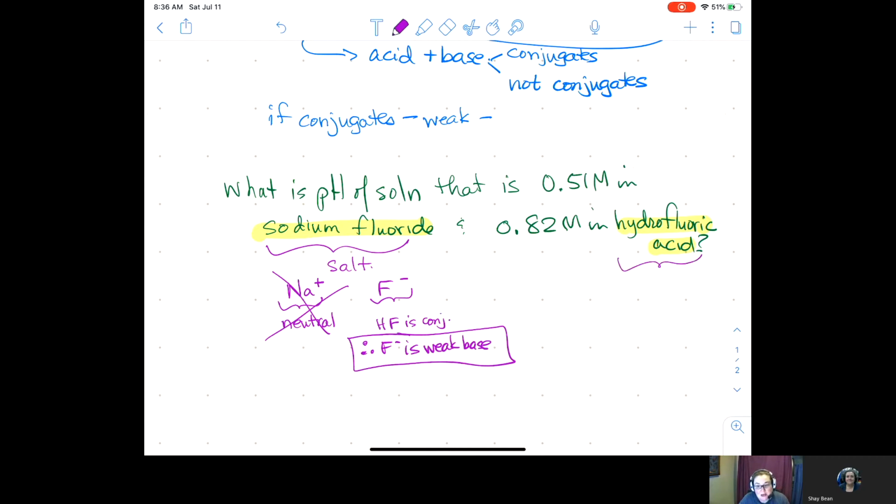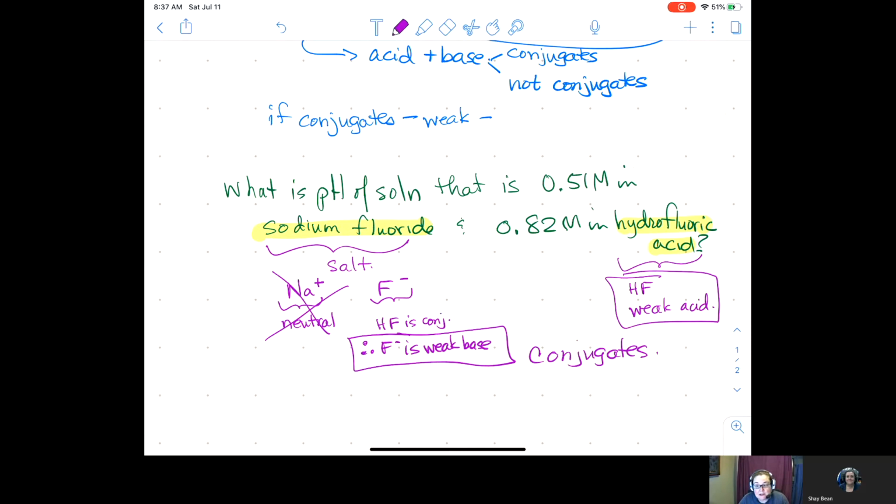Let's come over to the other thing in my container, which is HF, hydrofluoric acid, a weak acid, which you may be going, but wait, we just talked about it. And we did, because the two things in my container are F minus and HF, and they are conjugates. So I am working this problem either as a weak acid or a weak base. It doesn't matter which way I set it up.